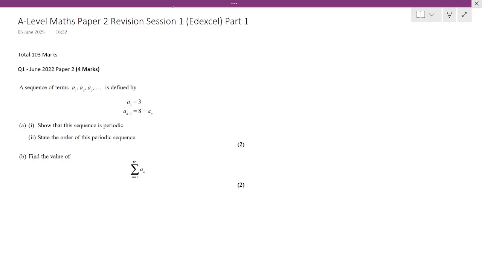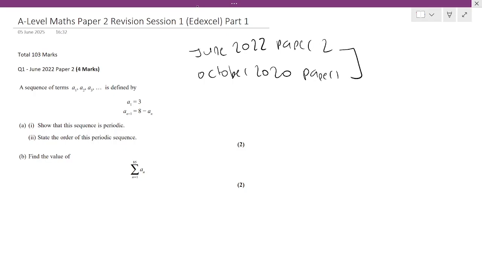Also, it probably isn't a bad idea to look at paper 2 in June 2022, and actually October 2020 paper 1, because these two papers have a lot of the topics that haven't come up in paper 1. These two would be really good to practice. But ideally, you should practice everything, as many past papers as you can. But particularly June 2022, because I looked at yesterday's paper side by side with paper 1 from June 2022.